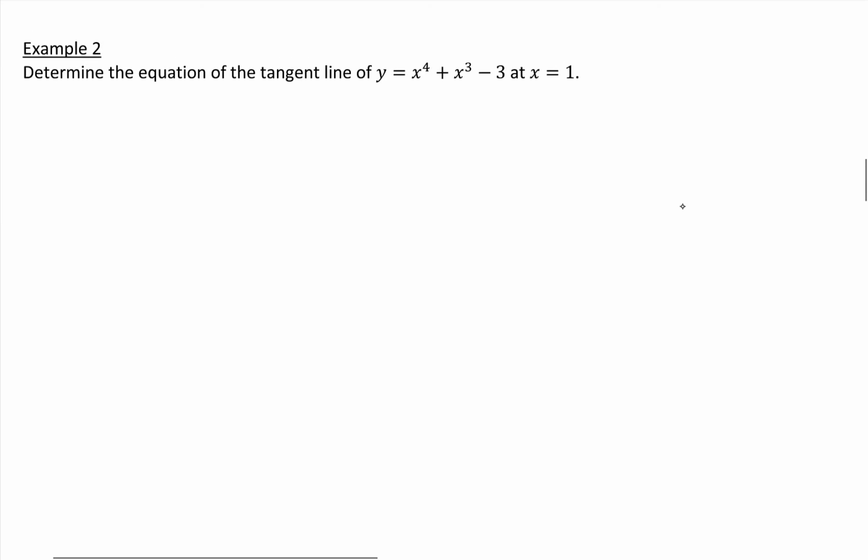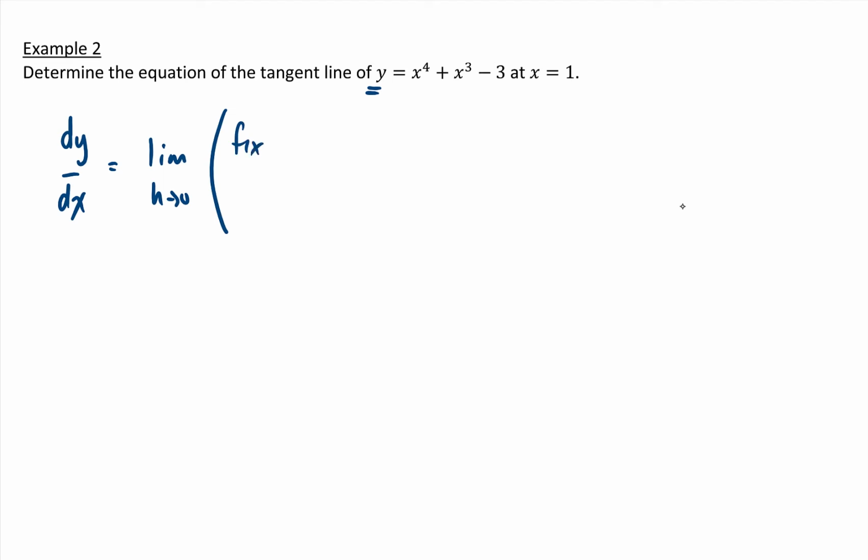Alright, example 2. Determine the equation of the tangent line of y equals x to the fourth plus x cubed minus 3 at x equals 1. So in this case, we're not going to use our f prime. We're going to use dy over dx since we have y representing our function. So this is the limit as h goes to 0 of f of x plus h minus f of x all over h. So let's take a look at the numerator.